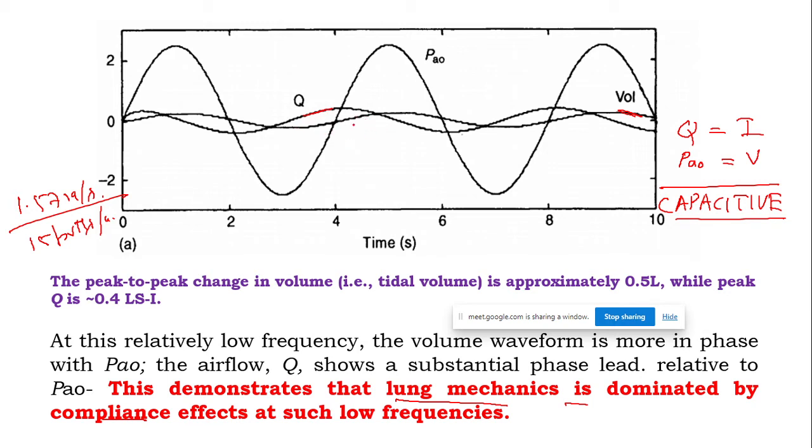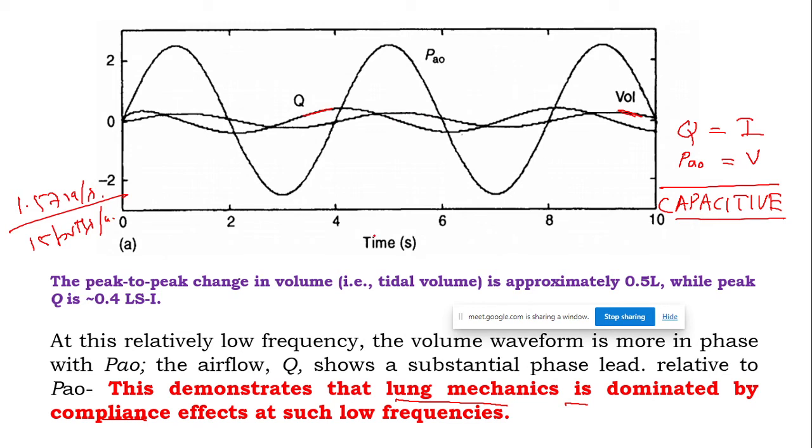Whereas if you take the flow rate, the flow rate is approximately 0.5 liters. That is the tidal volume. Approximately it is around 0.4 or something. This is your tidal volume. So tidal volume is your output.